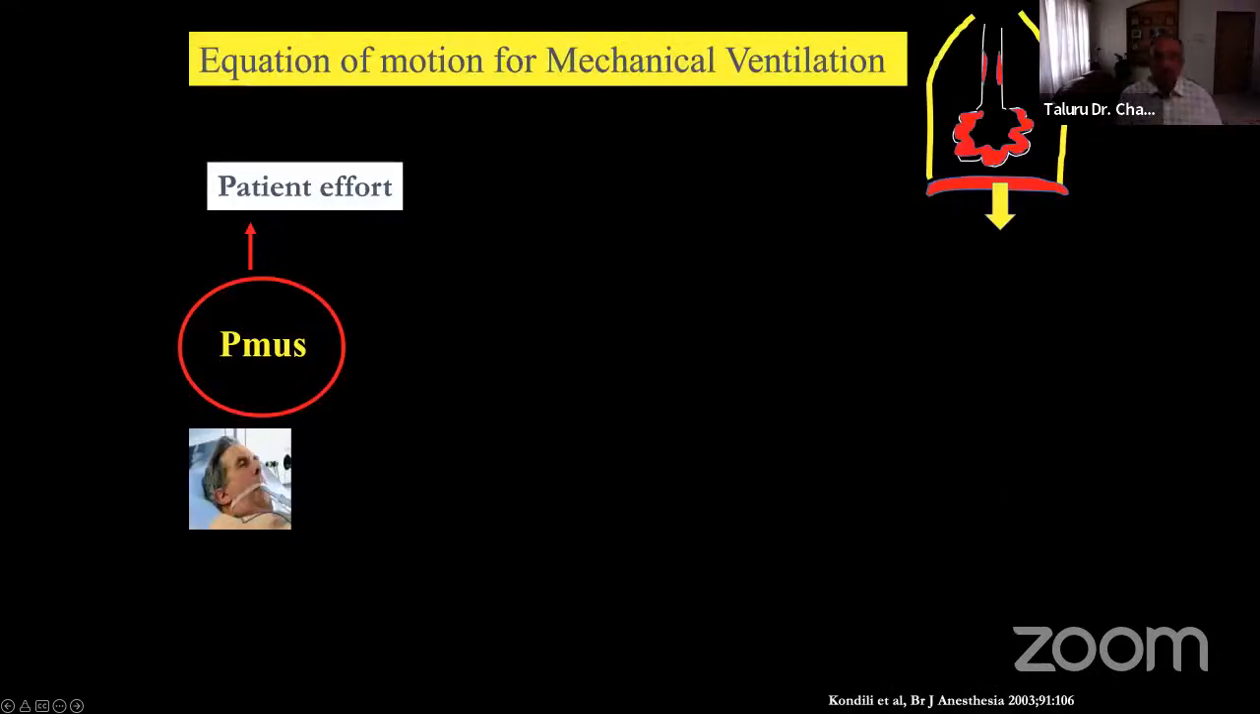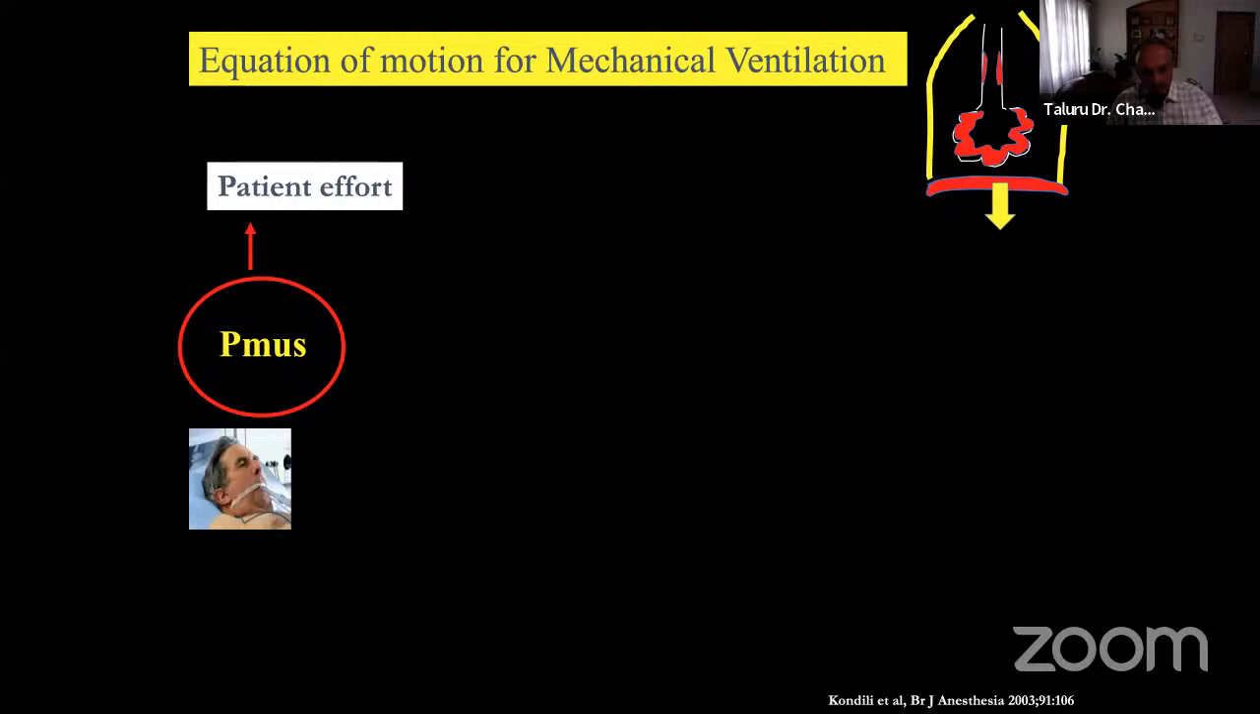So this is the equation of motion for mechanical ventilation. As I've said, the lung doesn't expand on its own, so it requires a pump. Normally the respiratory pump, which is mostly the diaphragm, creates a negative pressure, and you can think that air is being sucked into the alveoli.